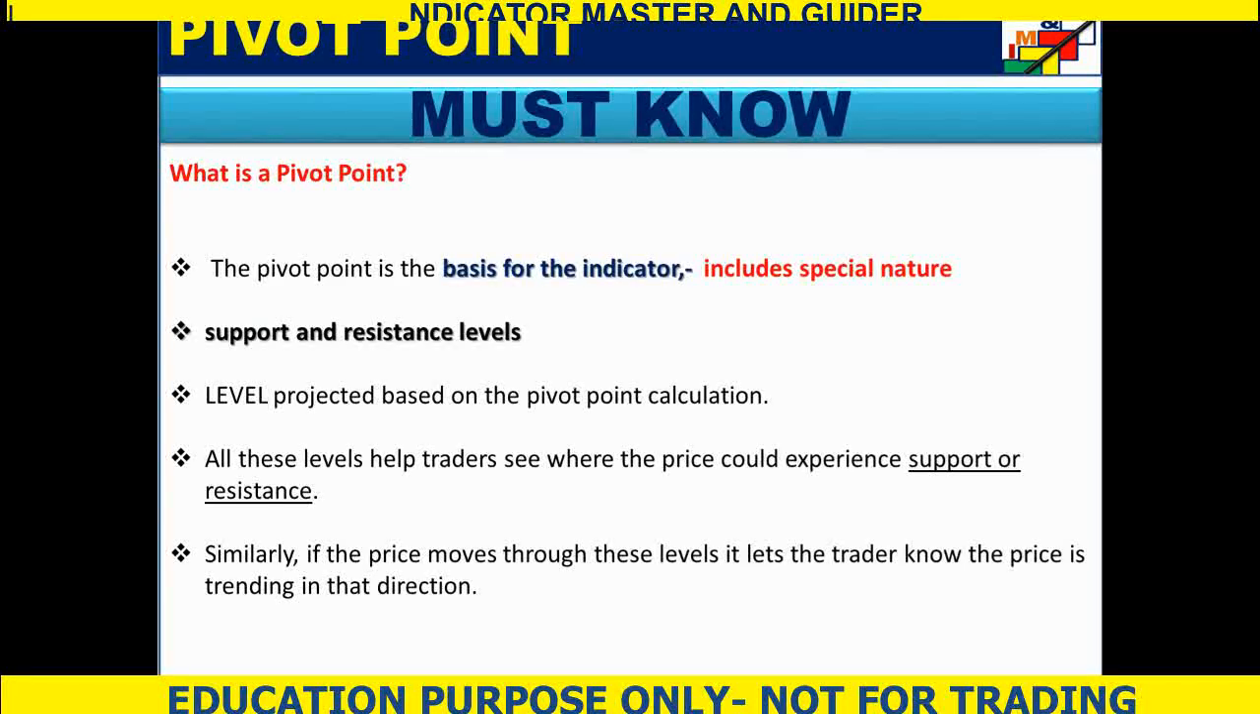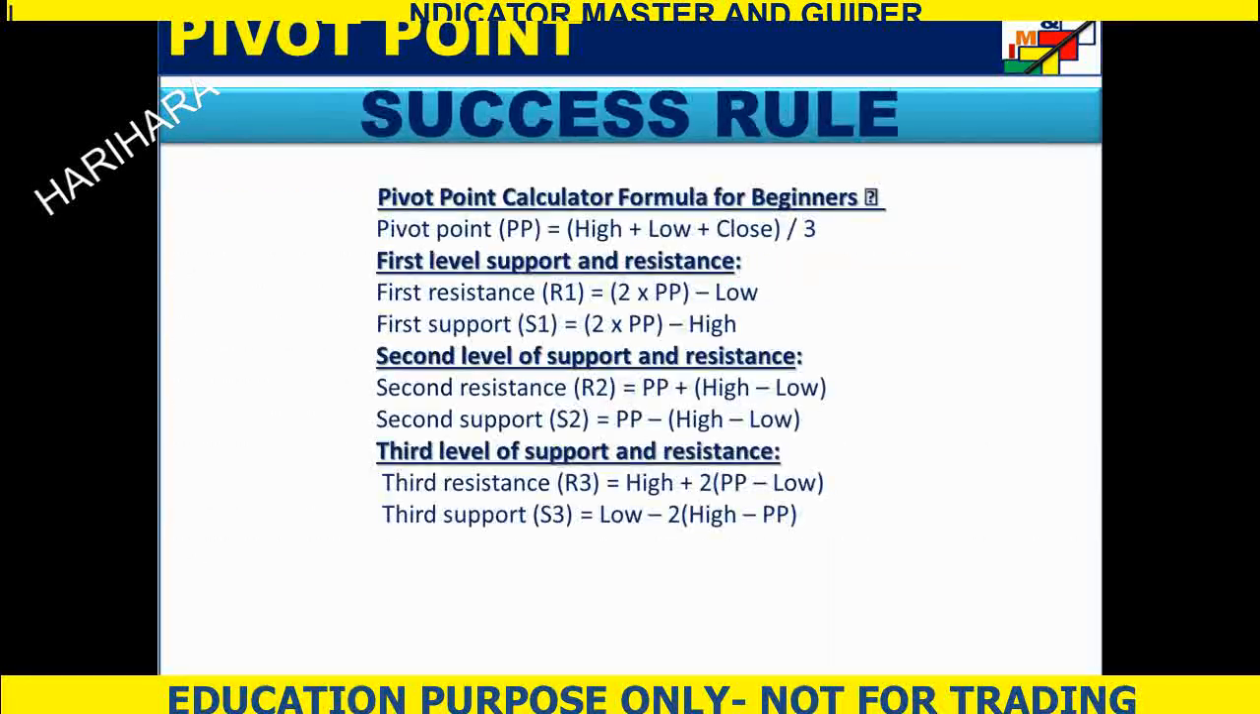Similarly, if the price moves through a level, it lets the trader know the price is trending in that direction. Once the price moves in a particular direction, in our trading we also need to understand what the trend direction is now and what trade we need to take. We can decide after the direction the price moves. This is the calculation. If you use this, success will be there. You can keep it as a rule.